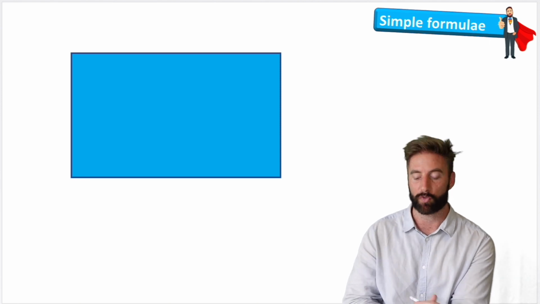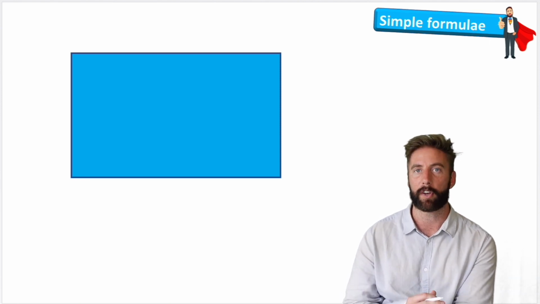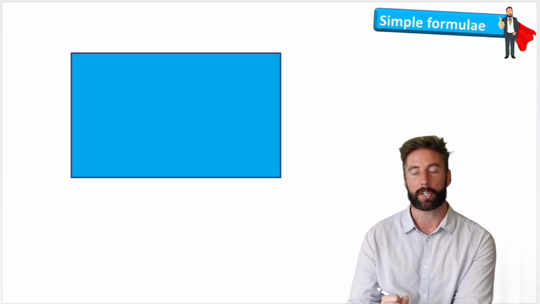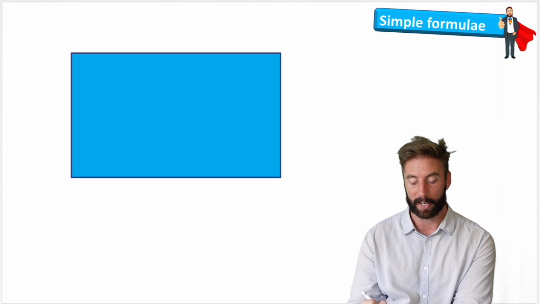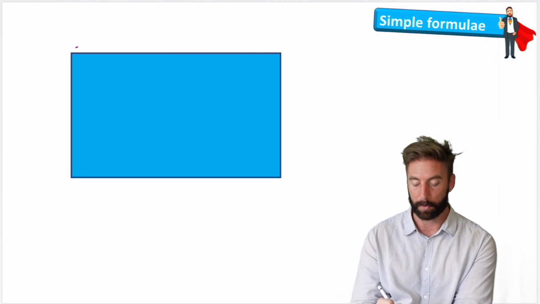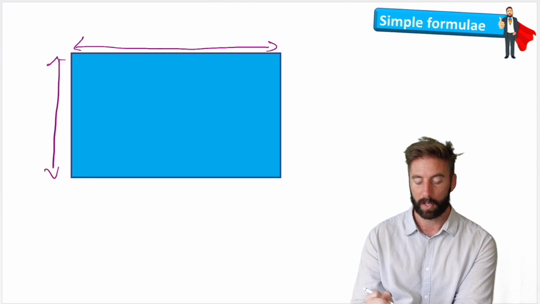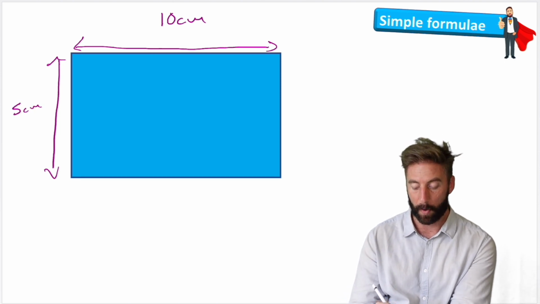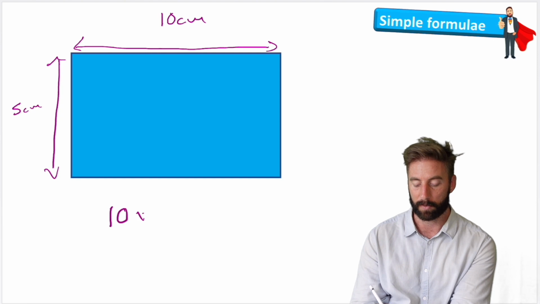And I want to just show you this rectangle, because this is going to be our first example of where we could use a formula. So let's imagine we were trying to measure the area of this rectangle. So we know that we would have to find the measurement of the length and the width. So for this rectangle, let's say the length is 10 centimeters and the width is 5 centimeters. And therefore to solve the area, I would have to times 10 times 5, which equals 50 centimeters squared.